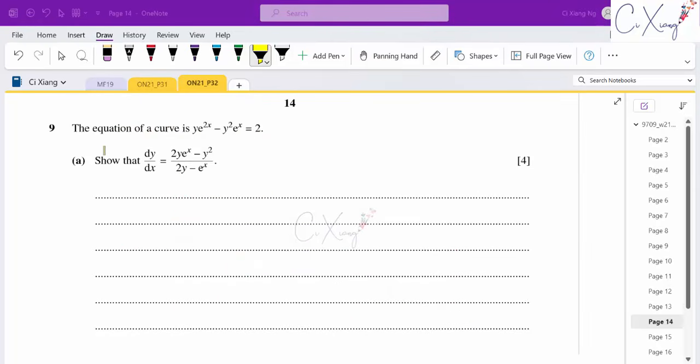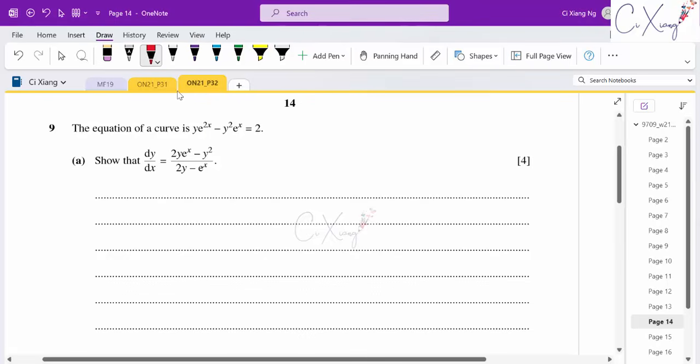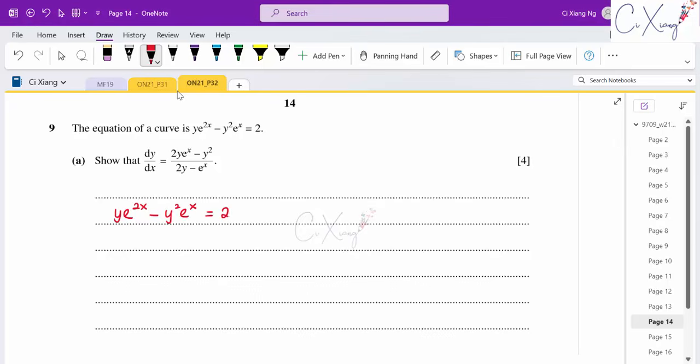Okay, so let's discuss question number 9. We are given the equation of the curve like this. They want us to show that dy/dx equals this particular fraction. So of course we will start from the equation given first. From here you can see very clearly that we can't separate the y and x onto two different sides. So this is an implicit function, where you can't really rephrase your equation with y in terms of x, and we have to apply implicit differentiation to get dy/dx.